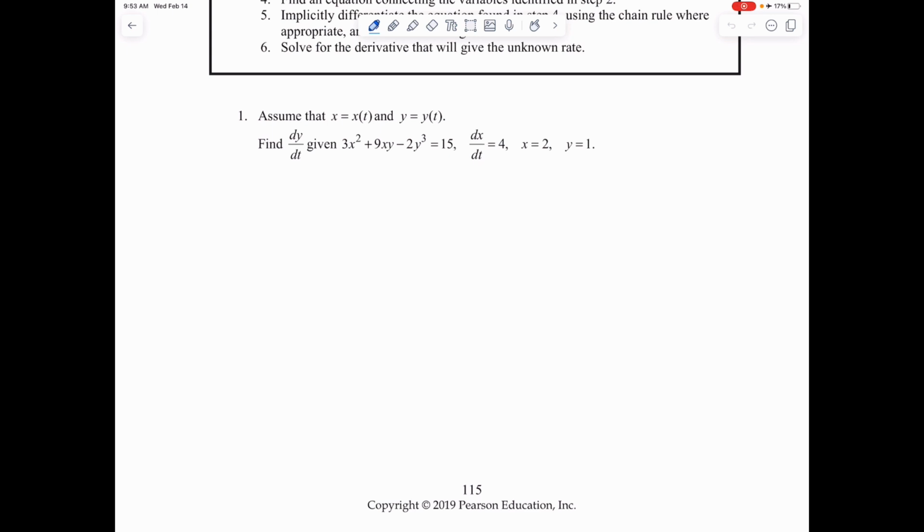Find dy/dt, so the derivative of y with respect to t, given 3x squared plus 9xy minus 2y cubed equals 15. They're giving us dx/dt, so the derivative of x with respect to t is 4, x is 2, and y is 1. So, first, let's find the first derivative using implicit differentiation.